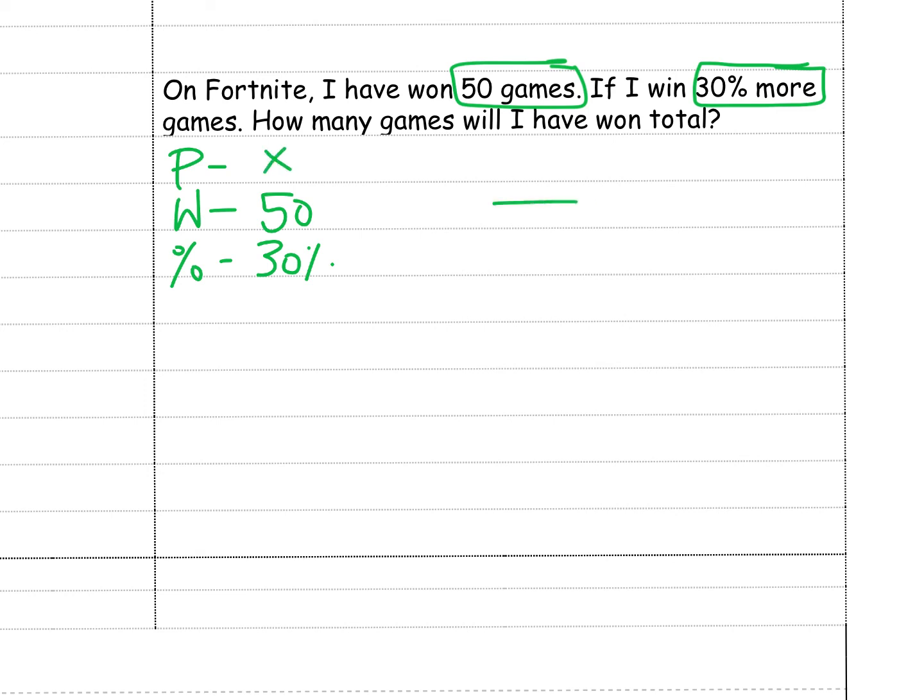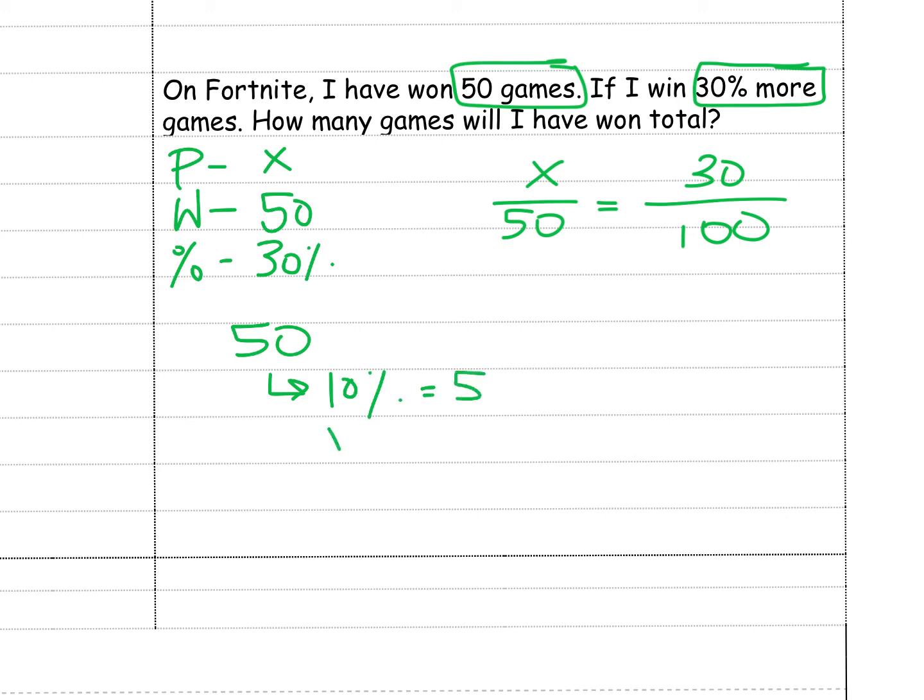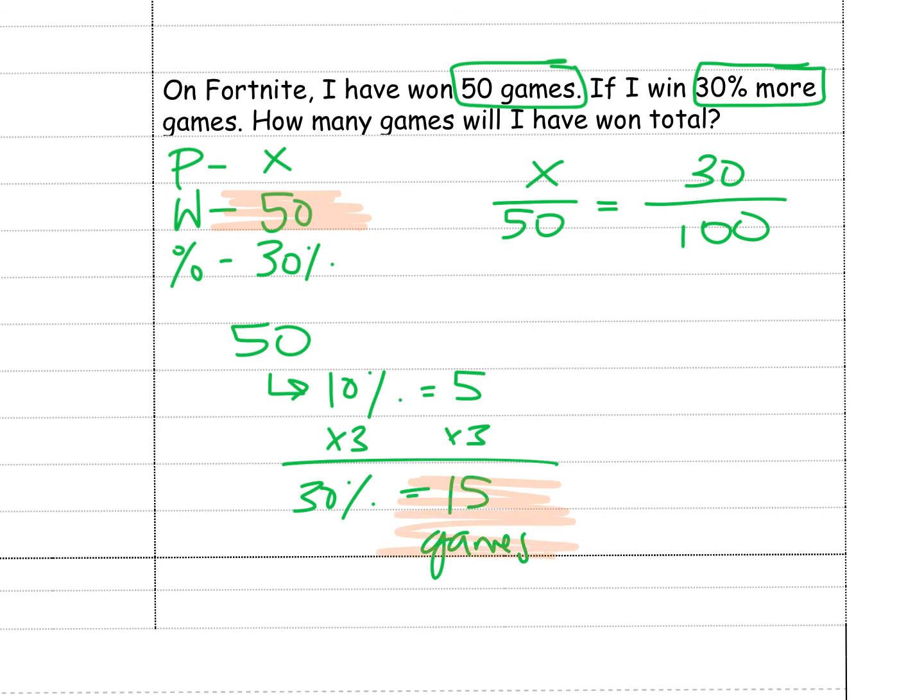And so you could set up your proportion. Part over whole equals percent over 100. Or we could just break down 50. So I'm going to use this other method this time. I know 10% of 50 is 5. And if I triple it, I'd get 30%. So I'm going to triple my answer to get 15. That's 15 games. So I already have won 50, and then I got 15 more that I won.